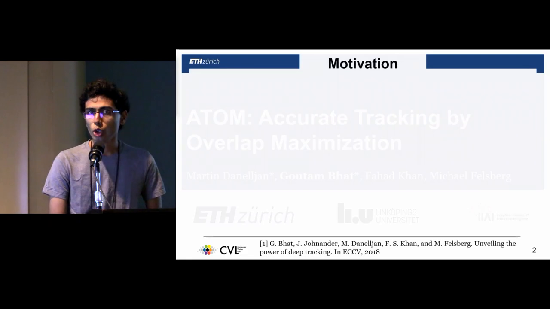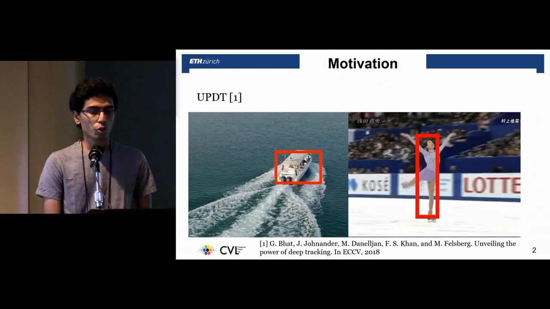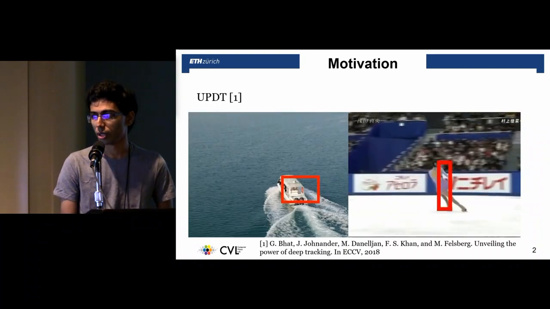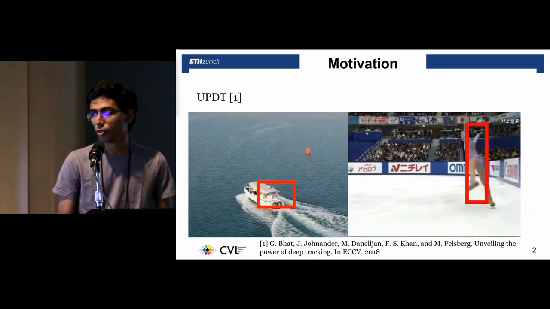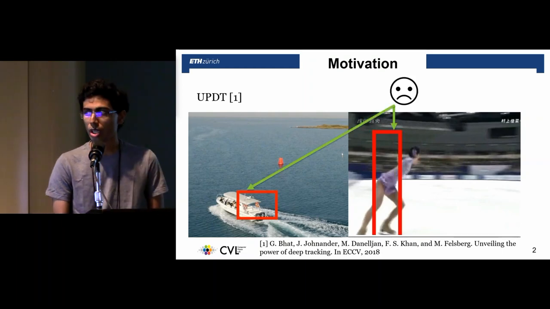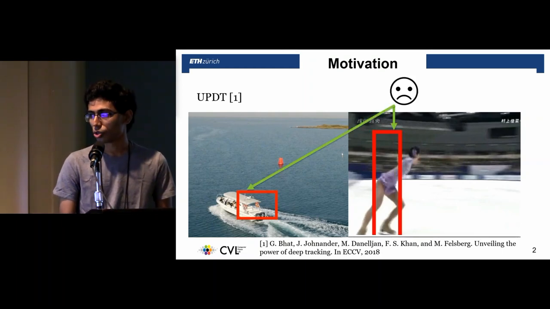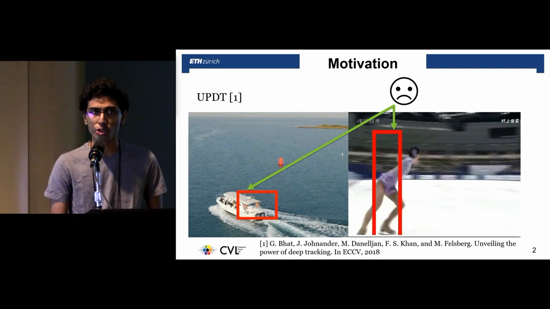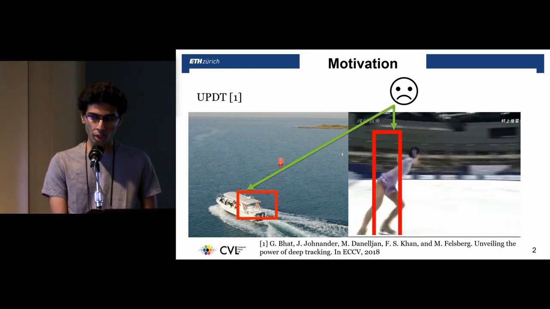So, do we need more accurate tracking? To find out, let's look at the results of a recent state-of-the-art tracker, UPDT. From the videos, we can see that UPDT is fairly good at localizing the target in the image. However, the quality of the bounding boxes is poor. So in this work, our goal is to improve the accuracy in the state-of-the-art trackers.